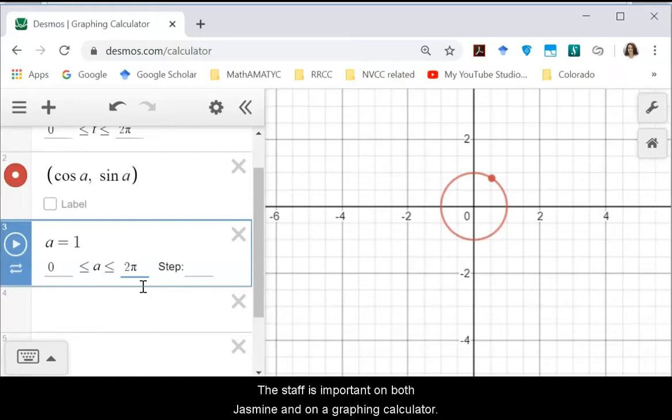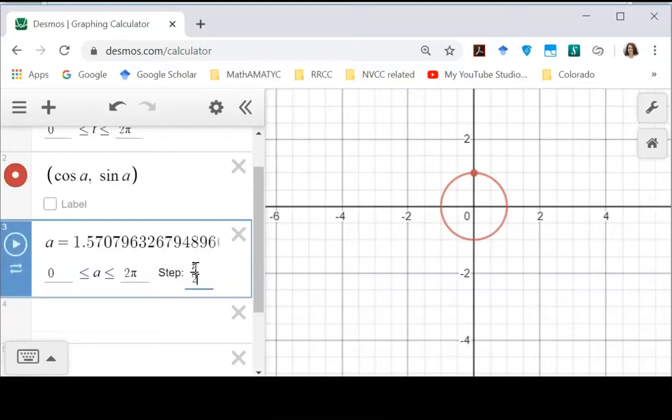The step is important on both Desmos and on a graphing calculator. The step is how many points it's going to calculate between 0 and 2 pi. For example, let's put in that I want to do a step by pi divided by 2. If I enter pi divided by 2, then it's only going to calculate at multiples of pi over 2 between 0 and 2 pi. That would be at 5 separate points: 0, pi over 2, pi, 3 pi over 2, and back around again to 2 pi.